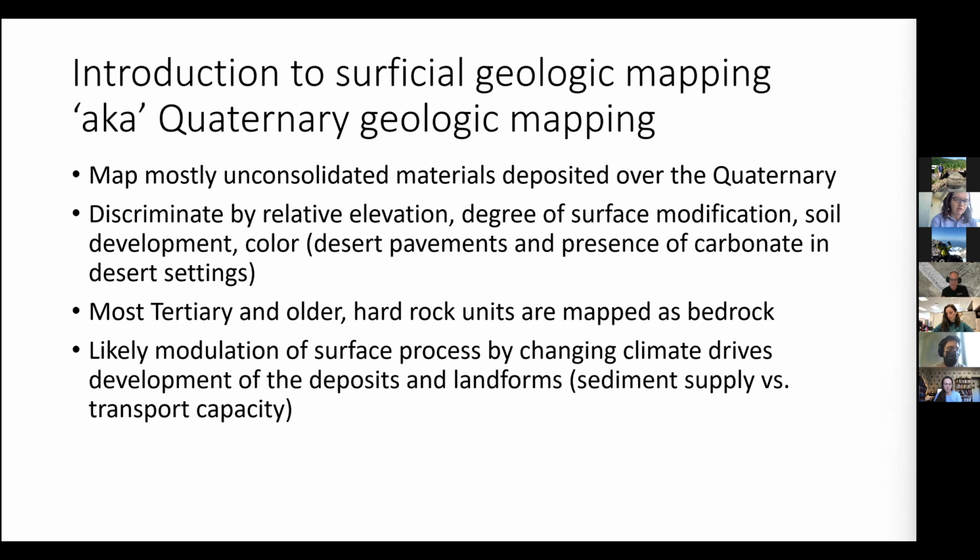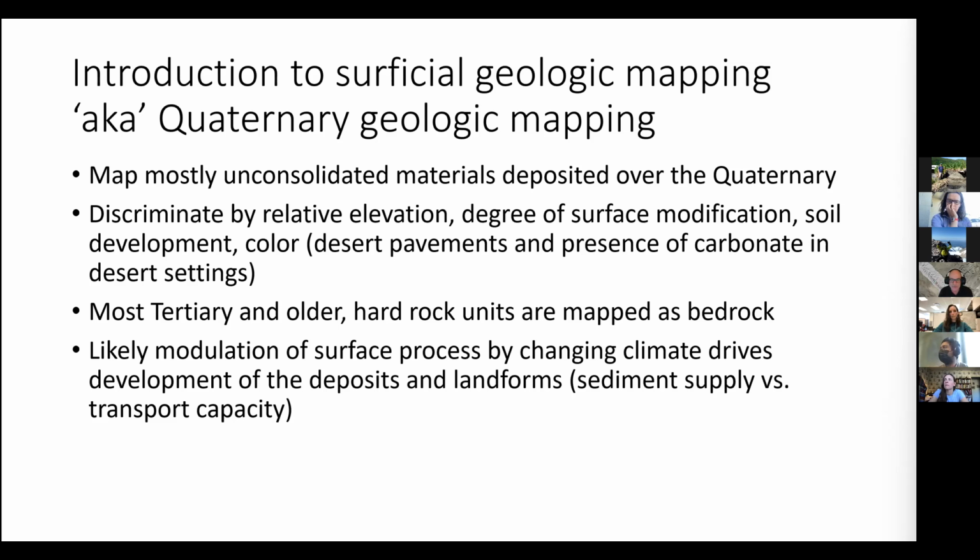We discriminate these units by relative elevation, degree of surface modification, soil development, color, and incision, so cross-cutting relationships. A lot of times we see an incision history over time, so the younger units tend to cut the older ones. Another thing that's often confusing is that in many cases the younger units are lower in elevation. When you think about stratigraphy, you usually think that as material deposits, it gets higher and higher. But in these landscapes we have aggradation and incision, and we may have a net case of stepwise incision, so we're cutting down over the Quaternary. That's just something to keep in mind.